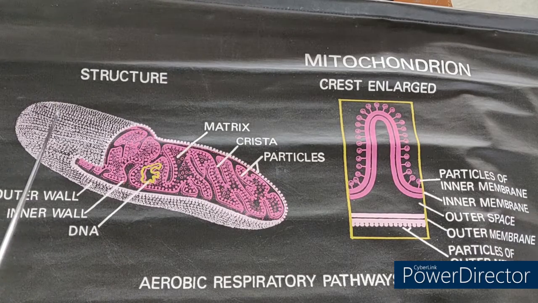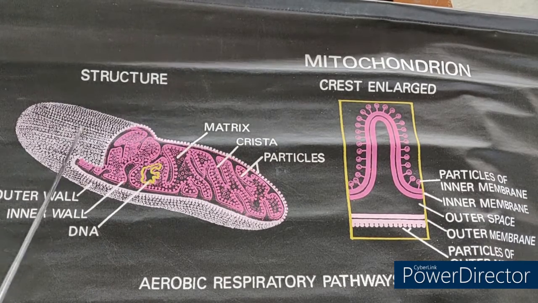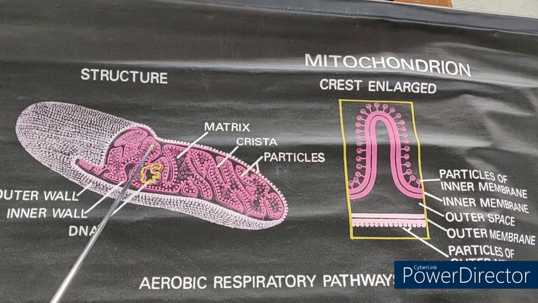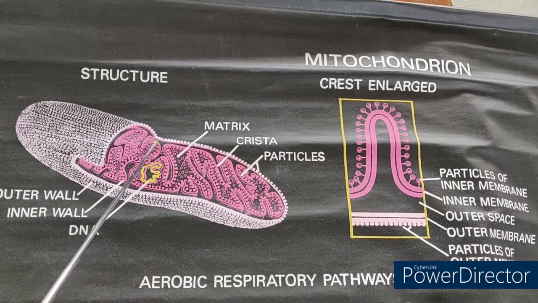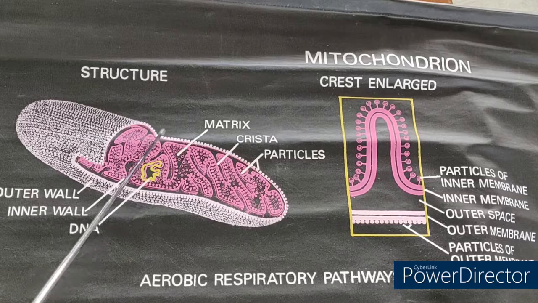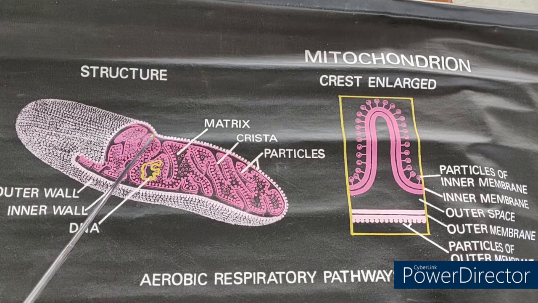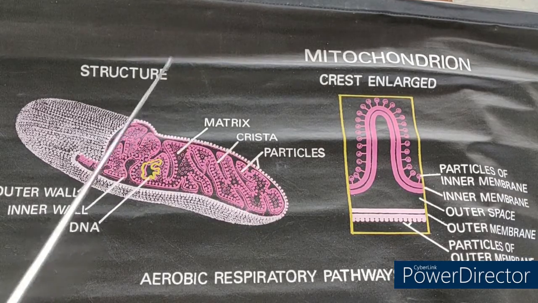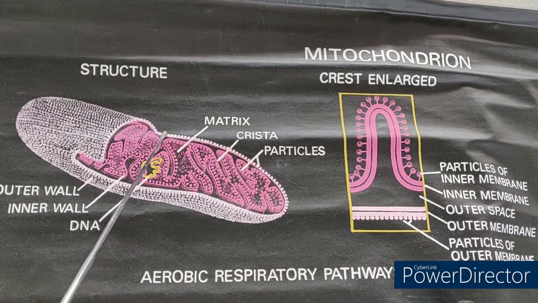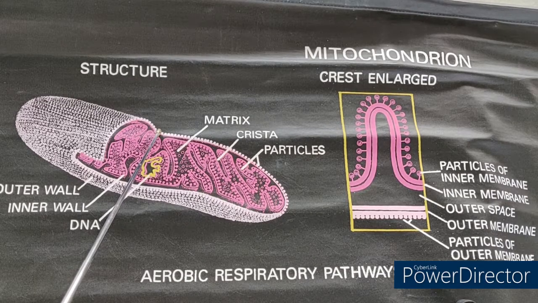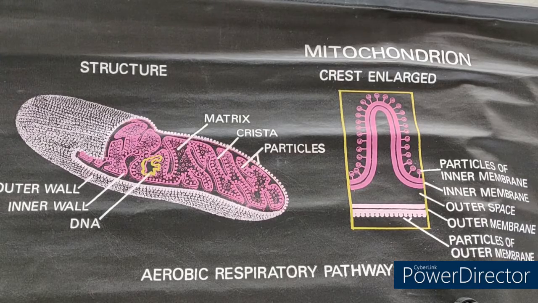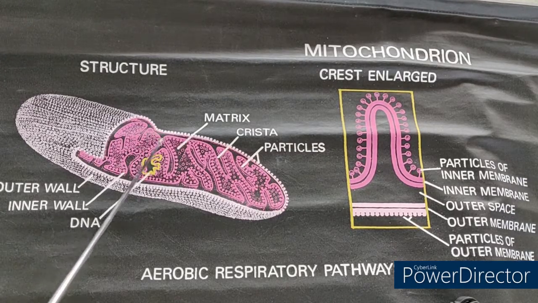So the outer membrane is fully permeable, which means it allows everything to go inside. But the inner membrane is semi-permeable, which allows only certain substances and not all substances to enter. It regulates the passage of materials in and out of mitochondria. The inner membrane is rich in enzymes and certain carrier proteins, and it consists of 80% proteins and lipids. The next structure is known as cristae.